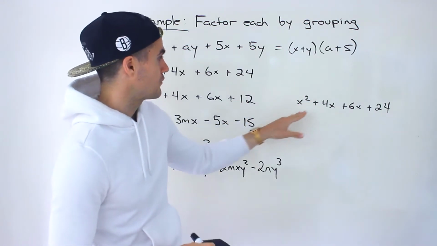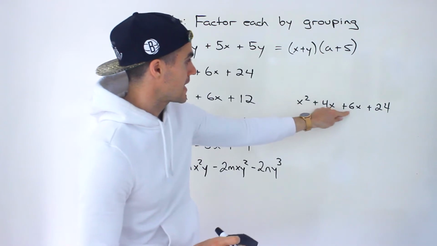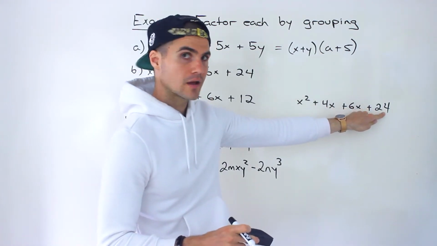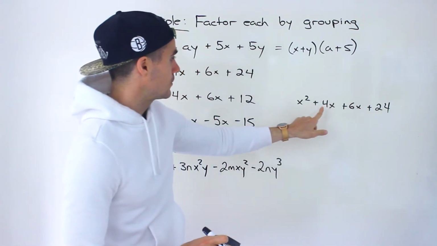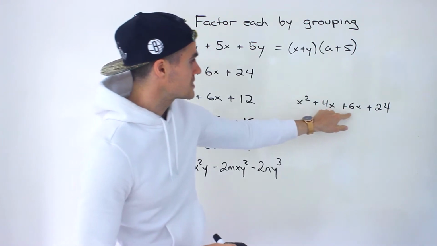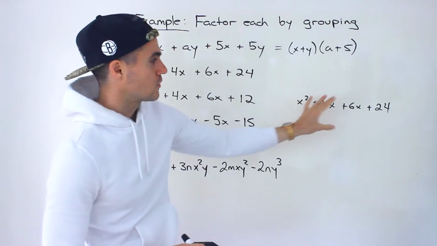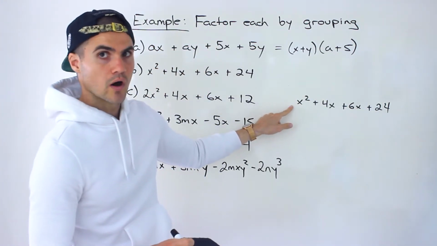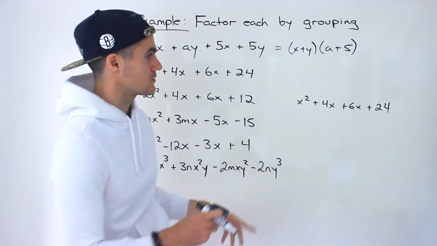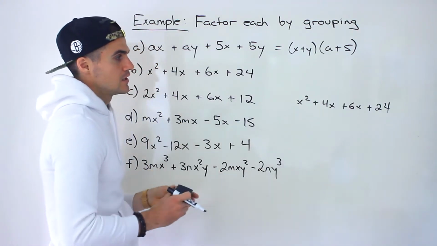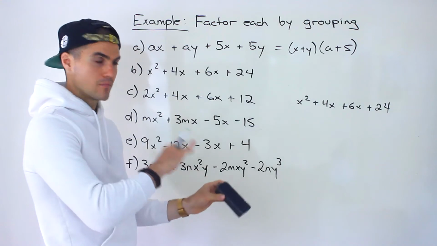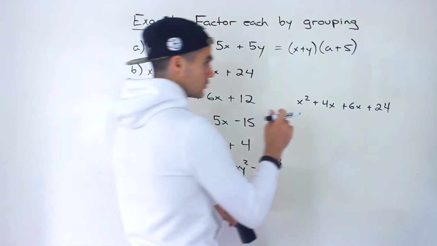There's no greatest common factor here because we have x, x, x, but there's no x over here that we could take out. And notice that between 1, 4, 6, and 24, there's no common factor just because of this 1 over here, right? So there's nothing we can initially do.